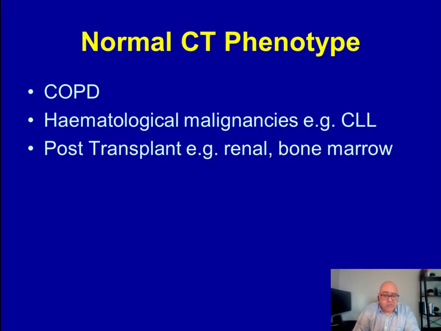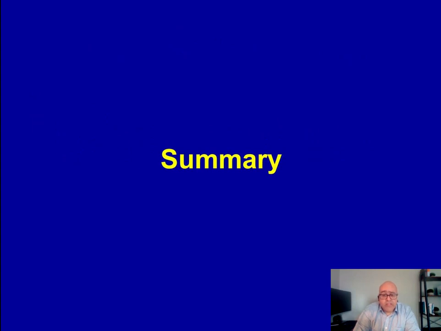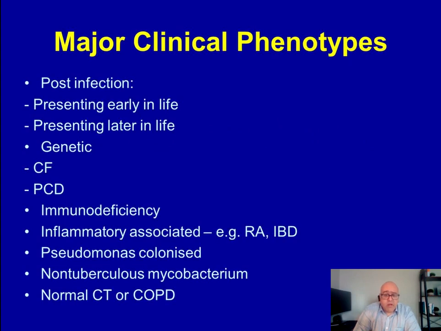So just to summarize, that case is highlighting this normal CT phenotype, but very much clinical features of bronchiectasis. And we see that quite a lot in COPD patients, but also in our patients with secondary immunodeficiency. So in summary, there are a few major clinical phenotypes to consider. Of course, this is not an exhaustive list, but it's just trying to highlight the major phenotypes of bronchiectasis that we typically see in our clinic.